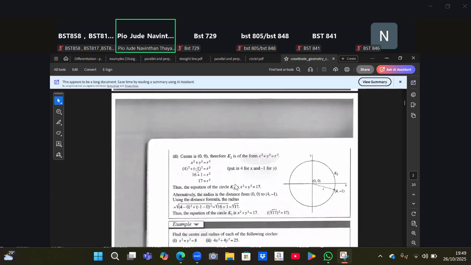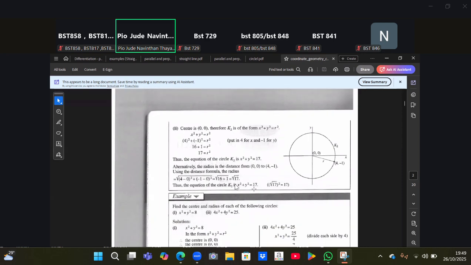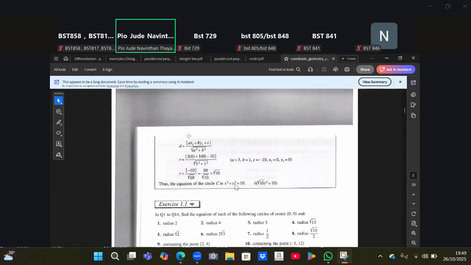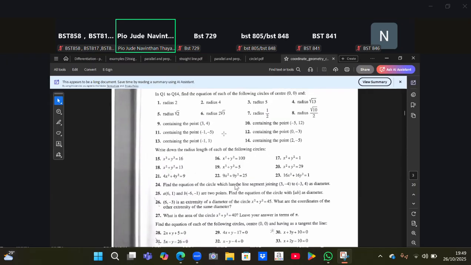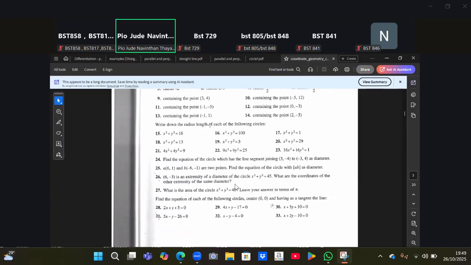You can find r the same way. After that, you can write the actual equation, right? Same way you can do this. Points are given. Practice 6 questions are there. Here, 8 questions are there. And the other way around, we're asking: find out the radius length of each of the following circles.